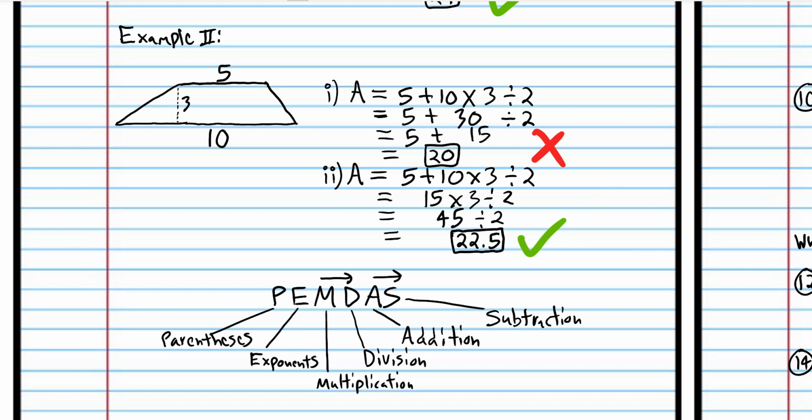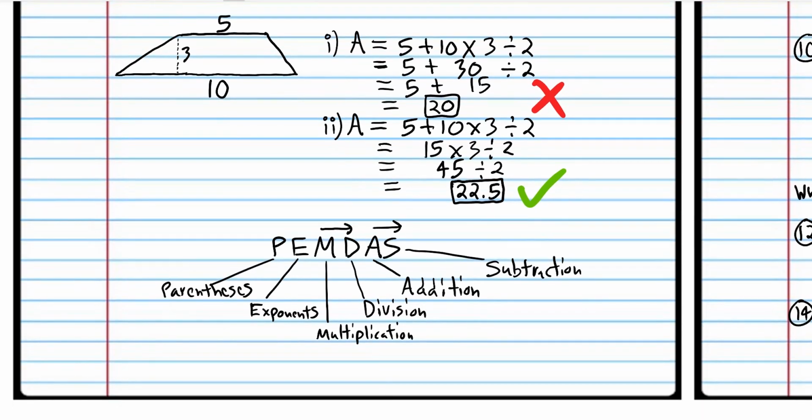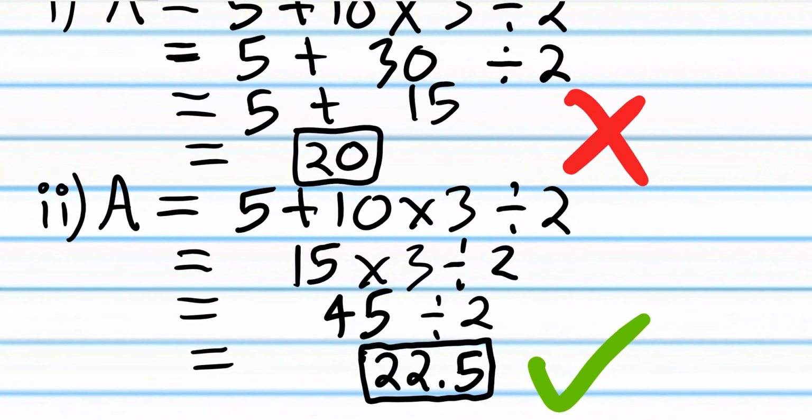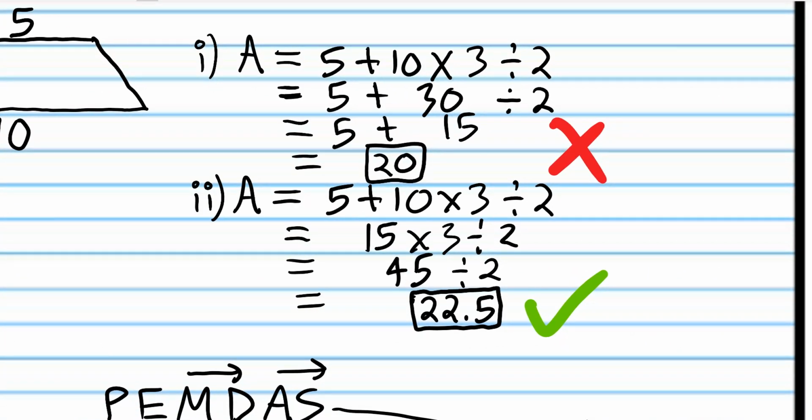So our order of operations agreement did not work in this case. So what do we do to solve this problem? Well, what we do is we just put parentheses around the 5 and the 10. And the parentheses tell us to violate the order of operations agreement.